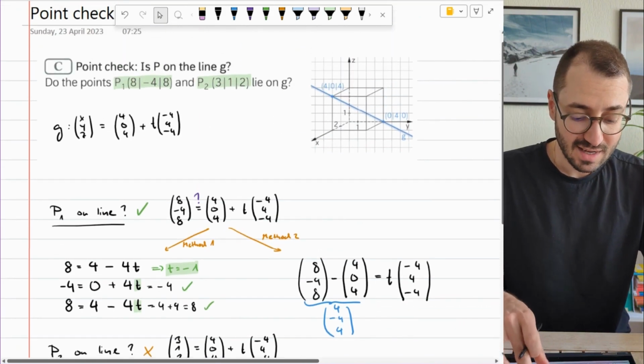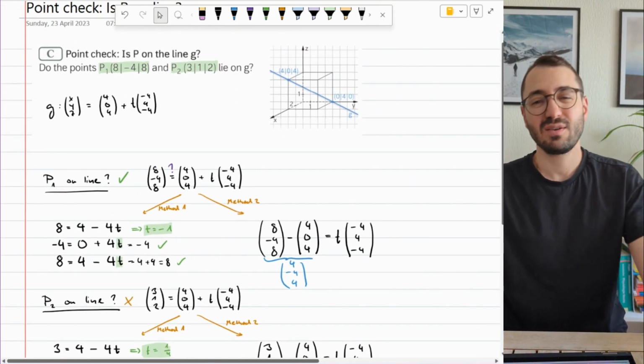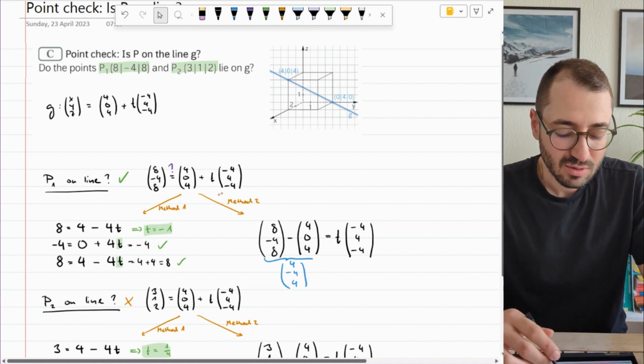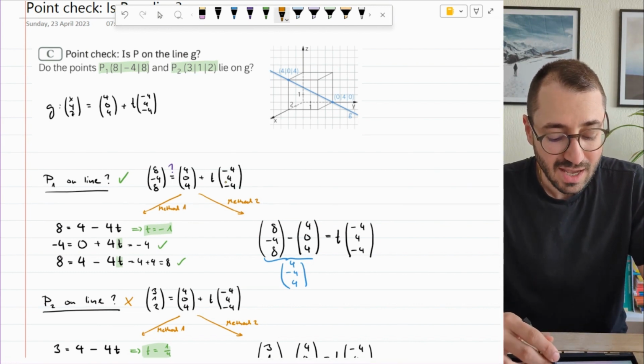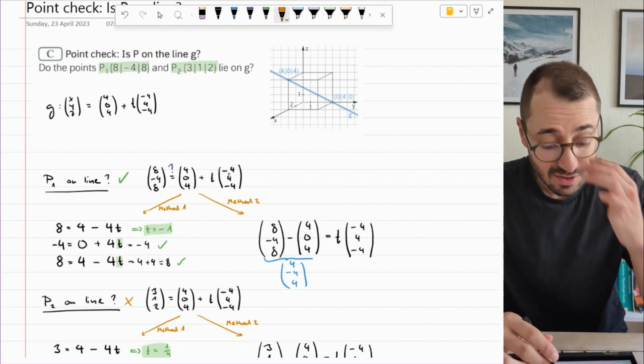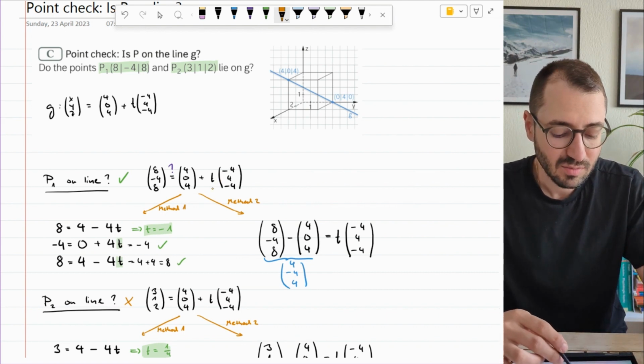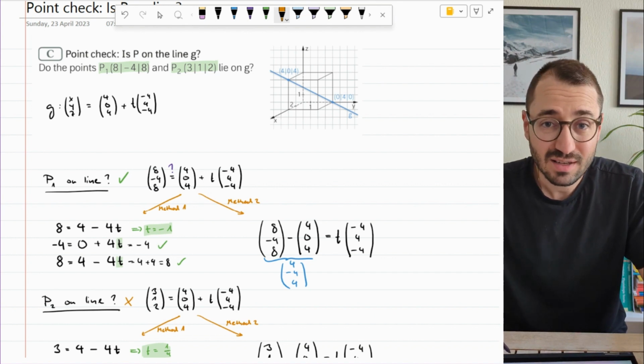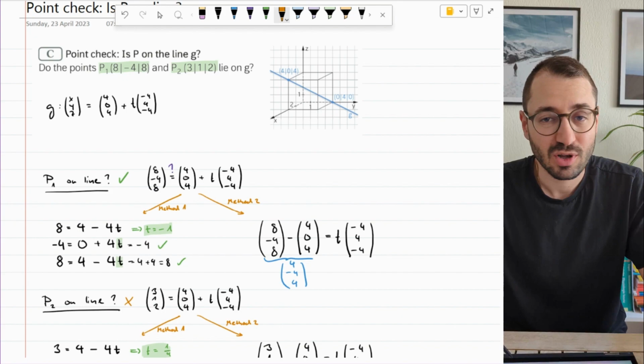To summarize, if you want to check whether certain points lie on a line, you need to have the point direction form of the line, and you need to check whether you can find some t to get to that point. And if you don't find that t, then the point won't lie on the line.